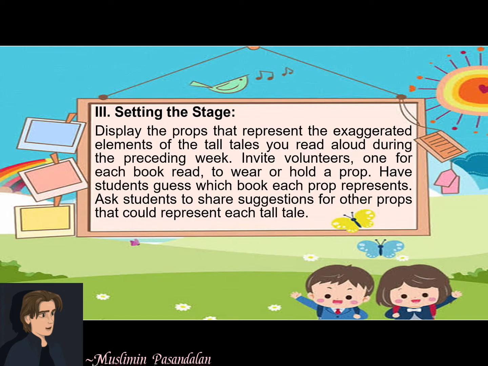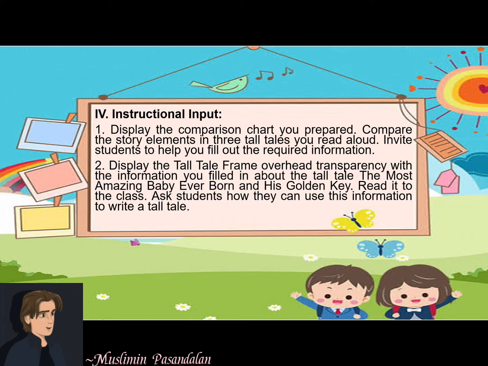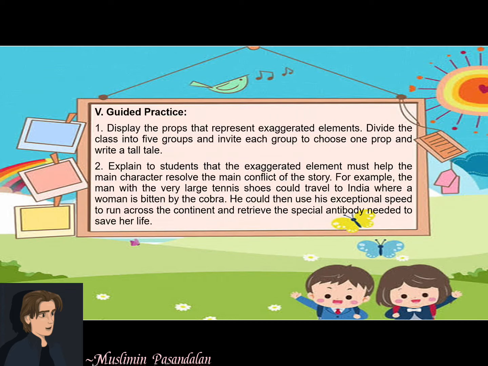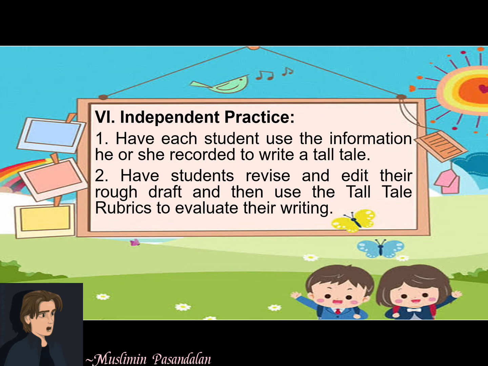Number 3, setting the stage. In short, setting the stage is to make it possible for something else to happen. Number 4, instructional input, where the student gain the knowledge needed to achieve the objective. Number 5, guided practices. Number 6, independent practices.